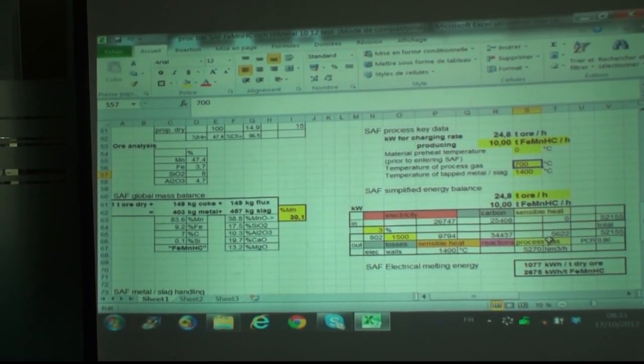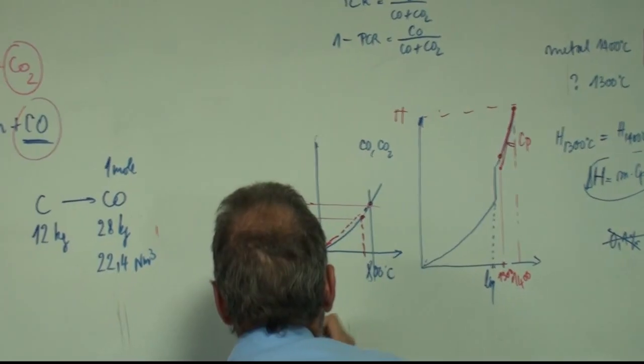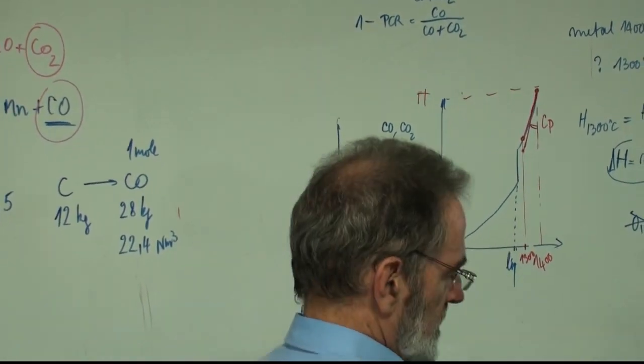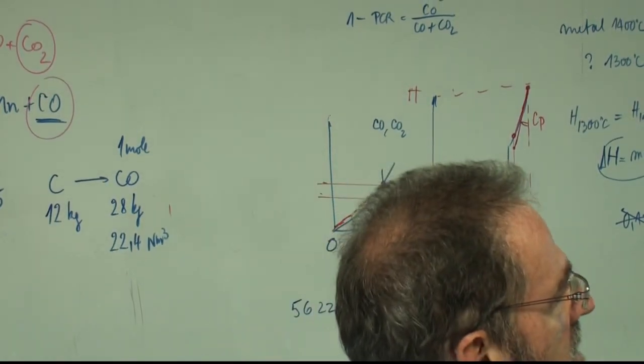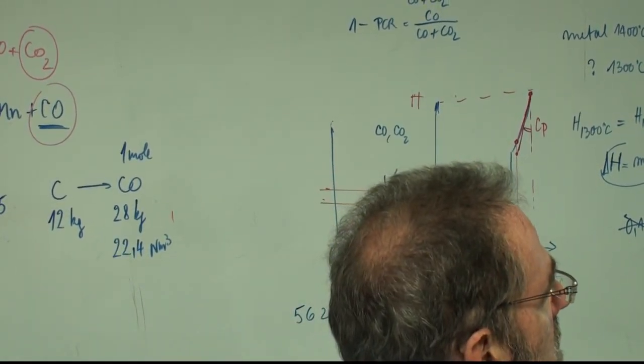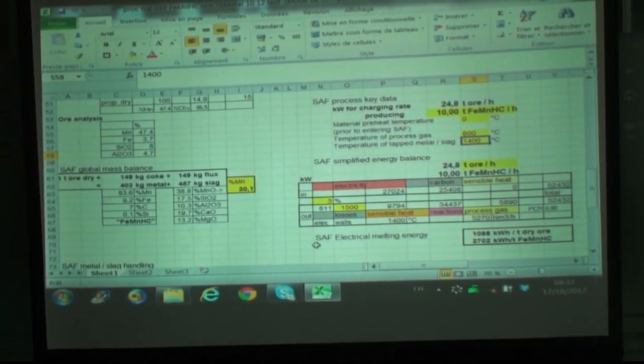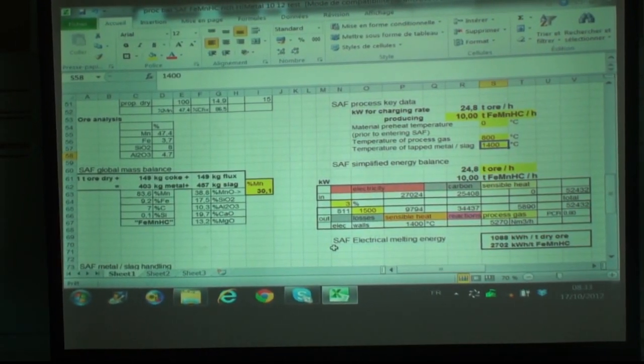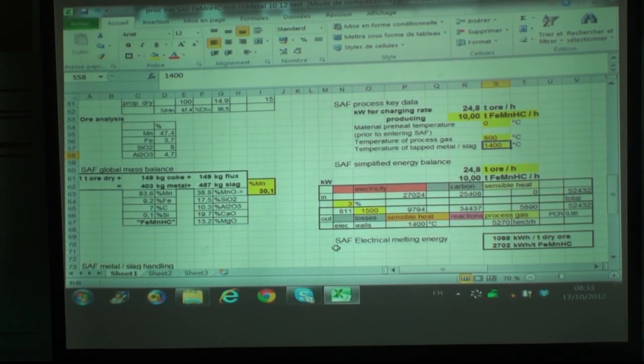Here the result is 5,622 when using 700. If I use 800, it's 5,819. So it's a 270 difference over a total of 52,000. So it's 0.5, or how much is it?